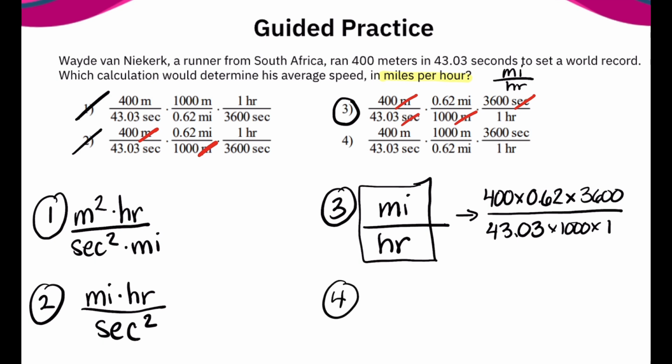And just to be a completionist, let's finish off number 4. Would there be anything I could simplify? It would only be seconds and seconds. So I would end up with meters squared over miles times hour, which is also not what I want.